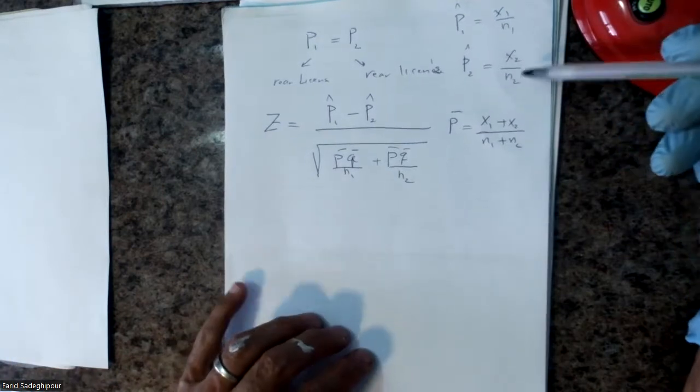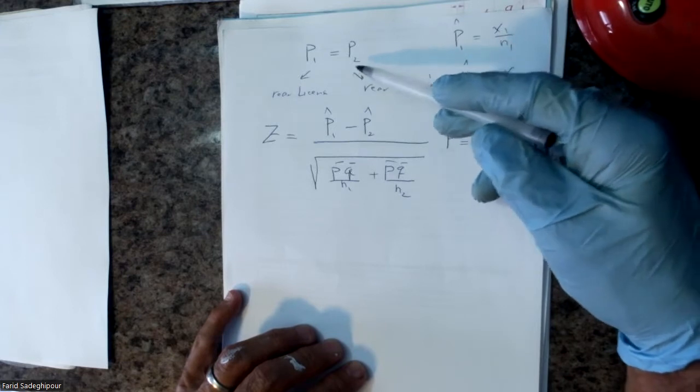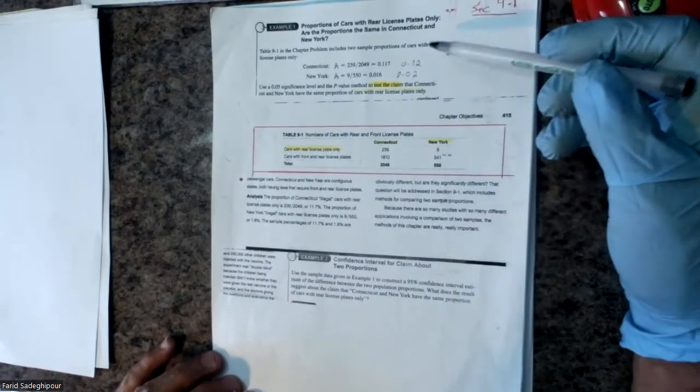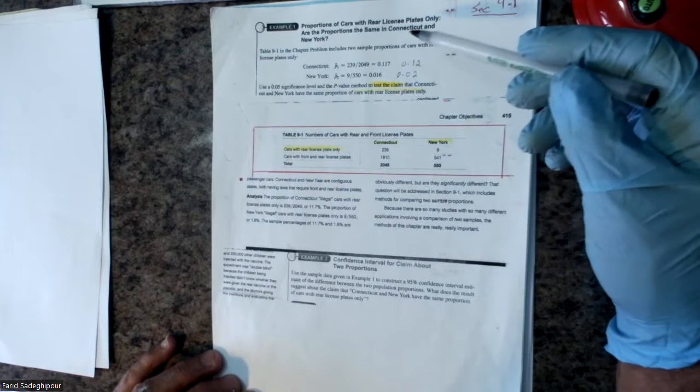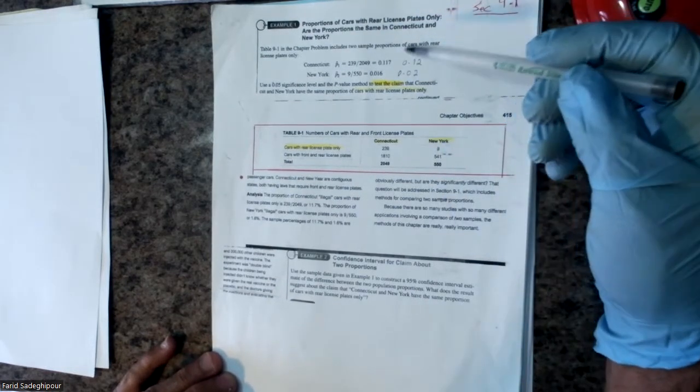In this example, 1 is a left tail test with a significance level of 0.05. These are the formulas that we normally use. The claim is that these two license plate proportions are equal. Here, the proportion of cars with real license plates only: are the proportions the same in Connecticut and New York? So we have information on each.